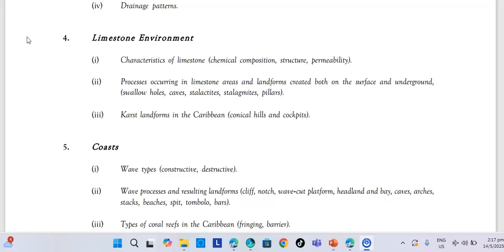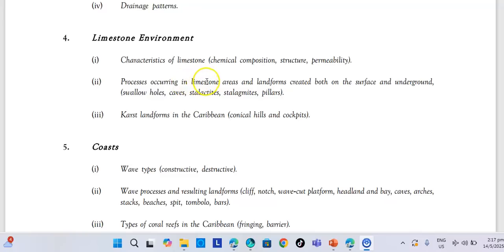Now, what are the characteristics of limestone? We're going to look at the chemical composition. Limestone is made up of calcium carbonate. The structure of limestone, it's usually layered, can have joints. These cracks make it easy for water to pass through. Permeability, which means water can pass through limestone easily. All right.